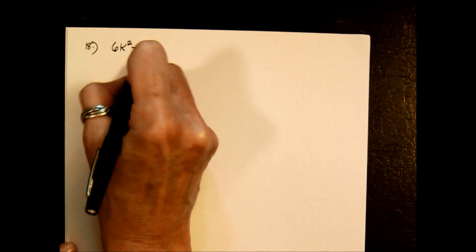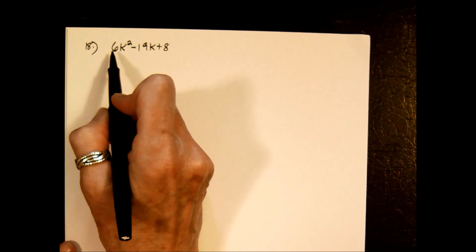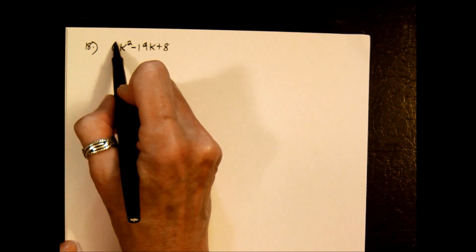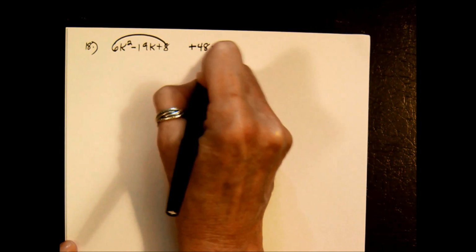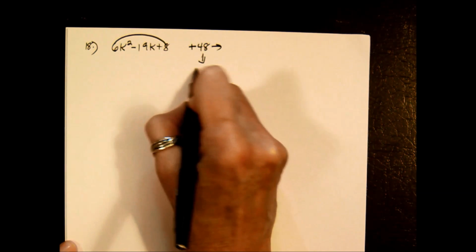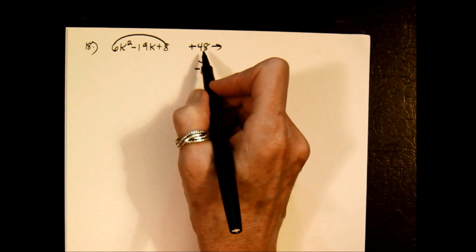Number 18 is also a trinomial, 6k squared minus 19k plus 8, but it is a long process because there's no GCF and there's a 6 in the front. So we say 6 times positive 8, positive 48, and I want factors that add up to negative 19. So let's do those factors of 48 again, and then we'll figure out the signs.